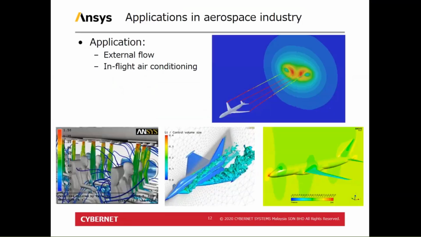Okay, from this slide, I'll show you some examples of each industry. So this is the example of the aerospace industry. So like these examples, you can know the flow pattern around the airplane, and also you can know the flow pattern inside the airplane like this.